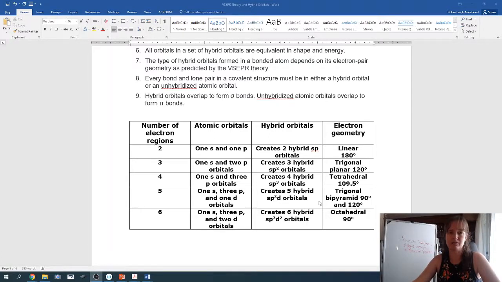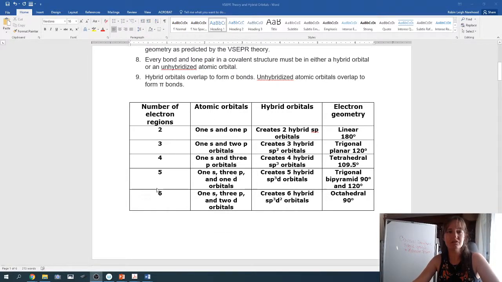And then the largest geometry has 6 regions around it. Atoms that can have 6 regions around them, in order to create those 6 hybrid orbitals, have to utilize the space for the s, all 3 p orbitals, and 2 of the d orbitals. It creates 6 new hybrid orbitals called sp3d2, and it creates a geometry called octahedral, and all of the bond angles in an octahedral shape are 90 degrees.